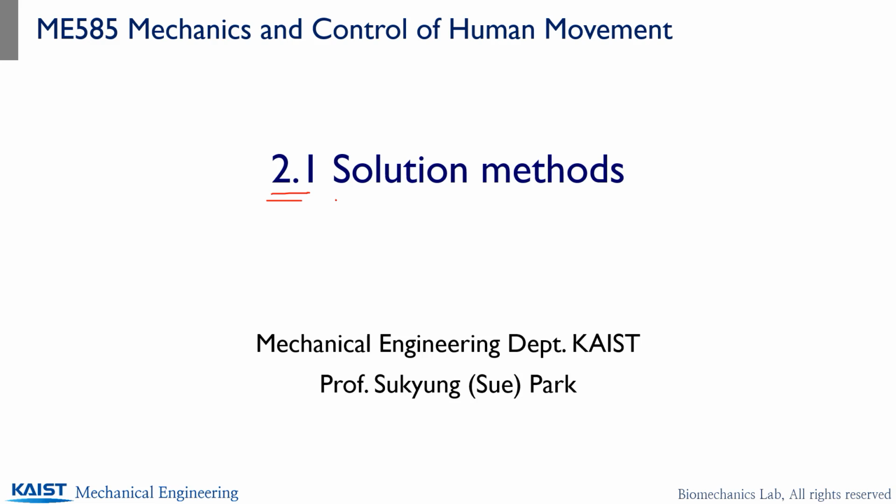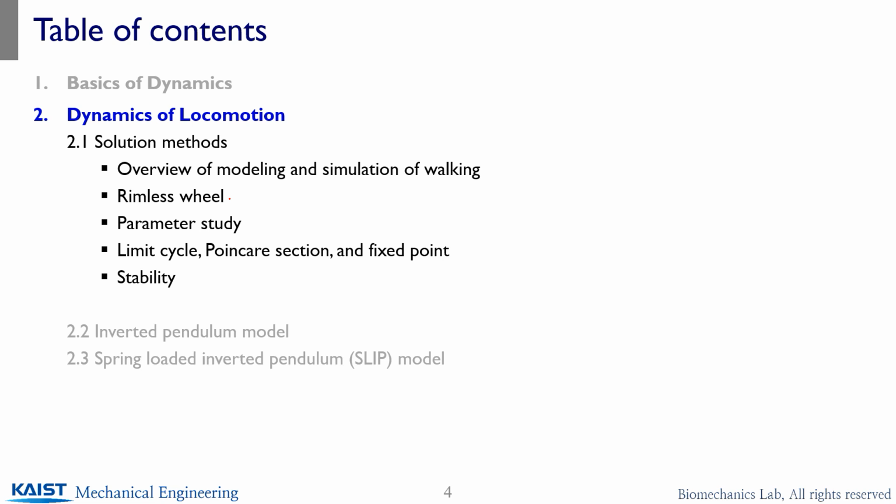The reason that I specifically made solution methods an explicit chapter is because walking has specific solution steps compared to other analyses like human posture control and balance analysis, because of its bipedality and periodicity. That's what I'm going to introduce. First, I'm going to briefly introduce the steps for modeling and simulation of walking. The rimless wheel is going to be a really good simple example to explore all those solution methodologies. And we're also going to study how we can find a periodic solution and check its stability.